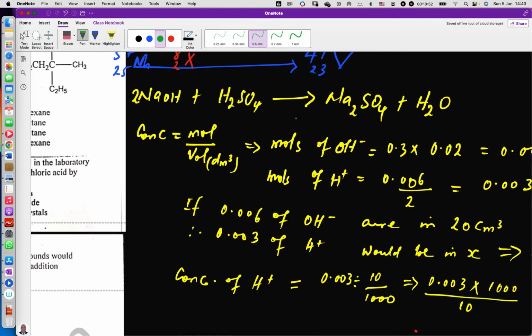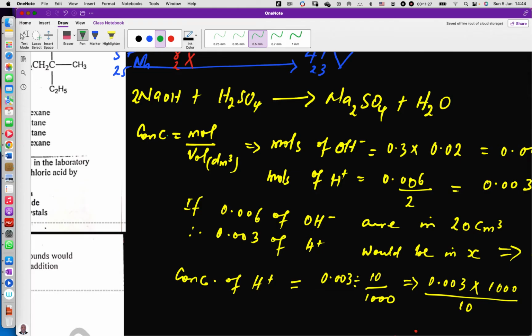Remember, there is a formula. We say concentration is equal to moles divided by volume in dm cube. We have to convert the volume to dm cube. But in order to have the number of moles, we rearrange this equation. The number of moles now will be concentration times the volume in dm cube.